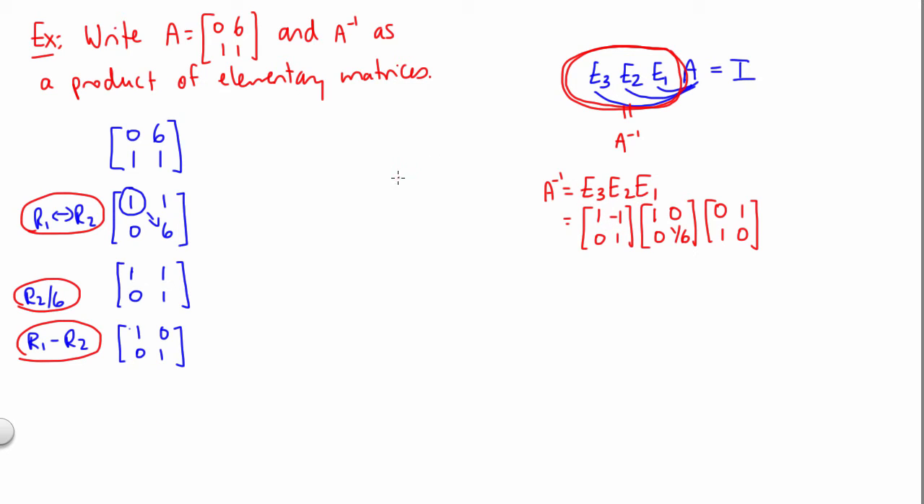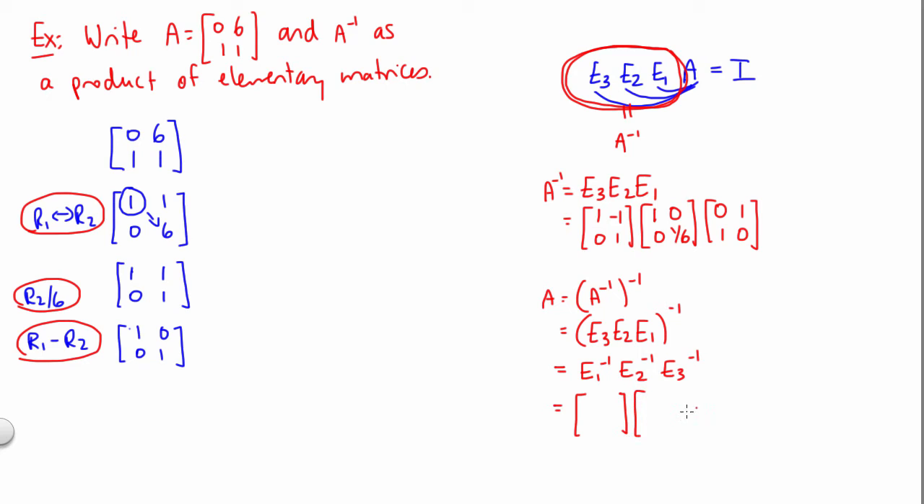We still need to write the matrix A as a product of elementary matrices. So the trick would be to notice that A is A inverse inverse, meaning it is the inverse of this product E3, E2, E1. And we have to remember that when we take the inverse of a product, we're not only getting the inverse of the individual matrices, but the order is reversing. So we're getting E1 inverse, E2 inverse, E3 inverse. And with that, we should be able to write down our answer.